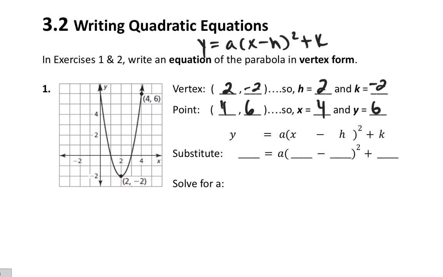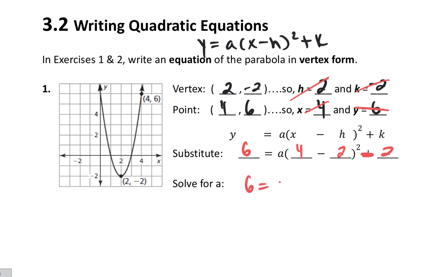Once you know those 4 numbers, you're going to plug them in here to the formula. You're going to solve for the a, because a, I don't know what it is. So the y value, I know the y value is 6, equals a. I don't know what a is, but I do know the x value is 4, minus the h value, which is 2, squared, plus the k value, which is -2. So I'm going to make it -2 instead of the plus sign. Now I'm going to solve for a.